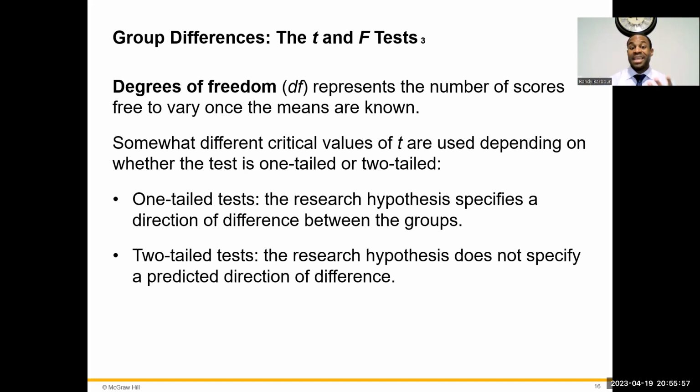And that helps me to get that critical region I talked about, the shaded regions. That's what I use for my F test and my t test to get my critical region, so that I can compare and make inferences to the population. So again, in a one-tailed test, the research hypothesis specifies a direction of difference between the groups, either greater than or less than. With a two-tailed test, the research hypothesis does not specify a predicted direction of difference. It just says that there is a difference somewhere, one way or the other.